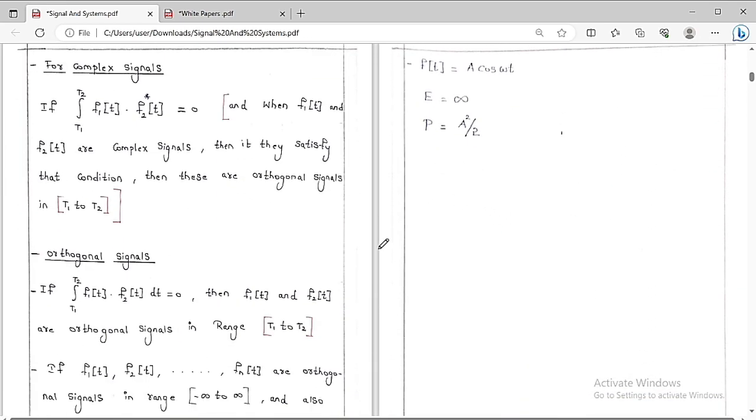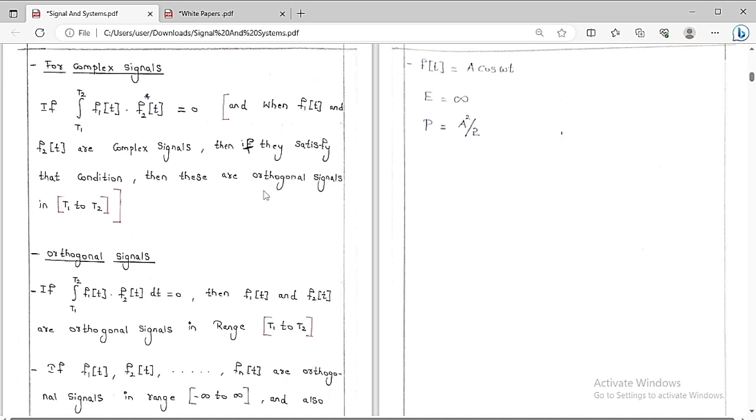Now let's go to another concept, which is complex signals. So for complex signals, if the integration from t1 to t2 of f1 of t into f2 of t conjugate is equal to 0, where f1 of t and f2 of t are complex signals, and they satisfy that condition, then these are called orthogonal signals in the range t1 to t2.